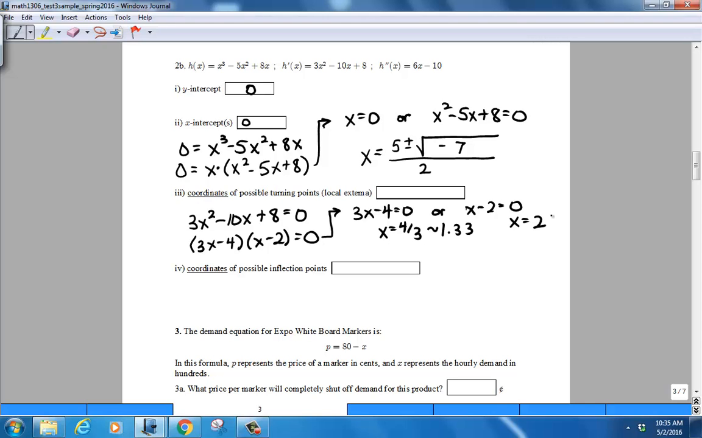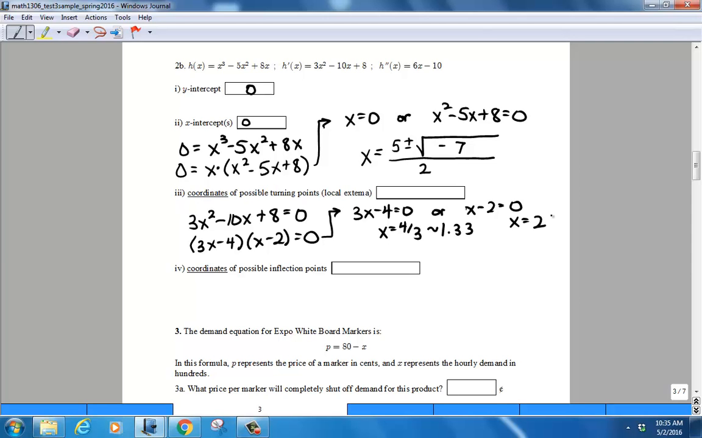So you have a possible turning point. Maybe it doesn't turn out to actually be a turning point. We'd have to look at the graph to verify this. But we have a possible turning point at x equals 4/3, and another possible turning point at x equals 2. Now, however, you cannot stop here. You will not get full credit if you stop right there, okay?